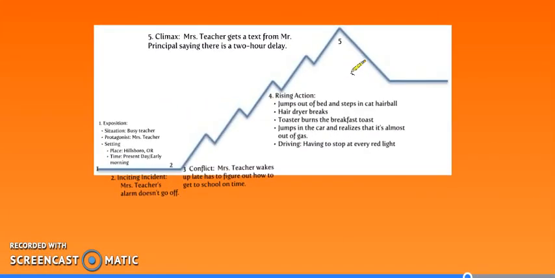So what is our falling action for Mrs. Teacher? Well, she has time, and so she stops to get gas and a donut because, my heavens, that was an exhausting, suspenseful morning that she just had. Pause and get that written down.